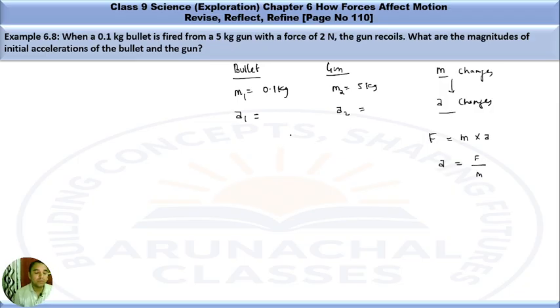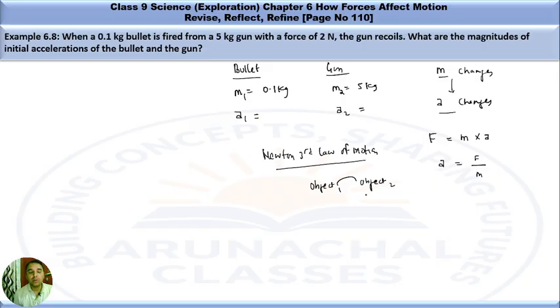So from Newton's third law of motion, where it is given that when one object applies force on another object, simultaneously object 2 will also apply a force of equal magnitude on object 1, but opposite in direction. That is what Newton's third law of motion says.